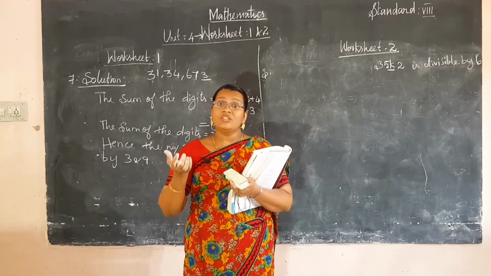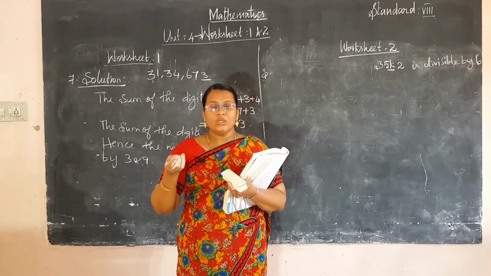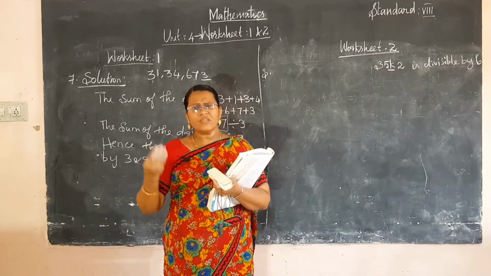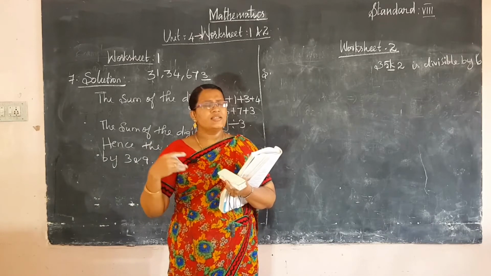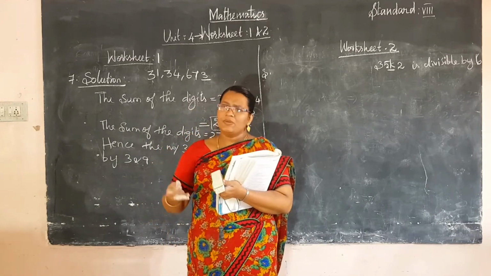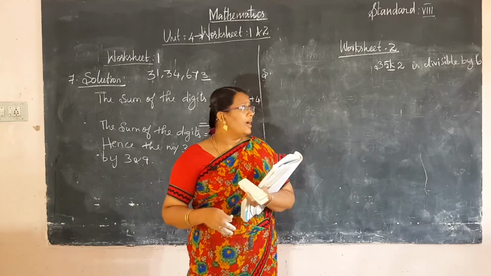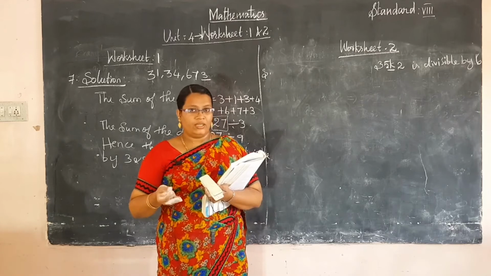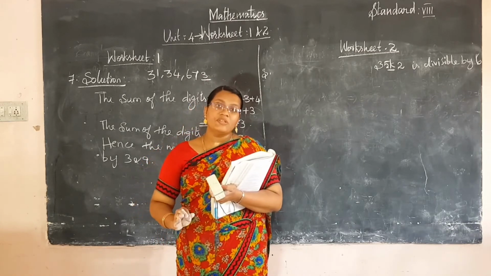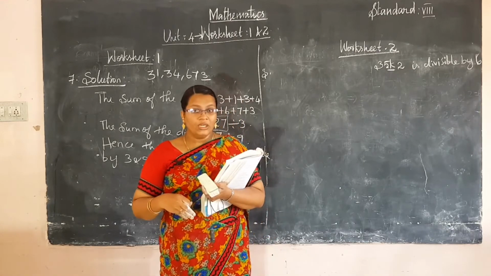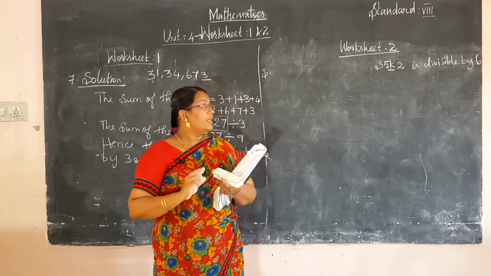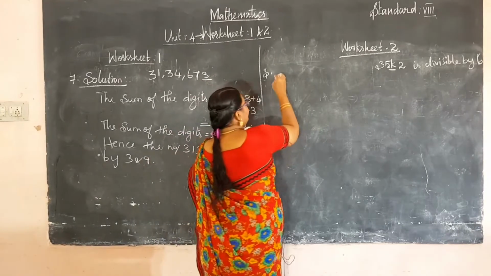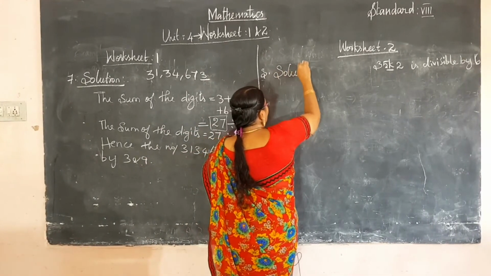Then which are the numbers? 0, 2, 4, 6, 8 in the unit place should be divisible by 2. And 3, what is that rule? The rule of 3 is that if the sum of the digits is divisible by 3, then the number is divisible by 3. Okay, now we will move to check the solution.